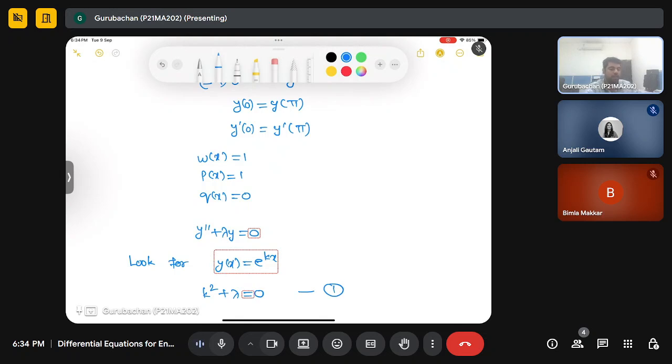Again, you will divide the cases for lambda greater than 0, less than 0, and equal to 0. Then we'll apply this boundary condition and try to get an eigenfunction, that is a non-trivial solution for the given SL system, similar to question number 1. Try this one.